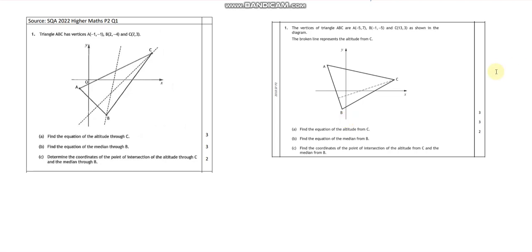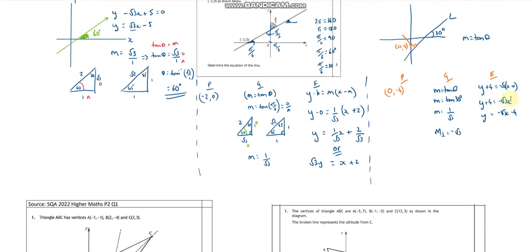And sorry, the last video got cut short, so just to show that was taking away 4, or root 3x, taking away 4 on there.